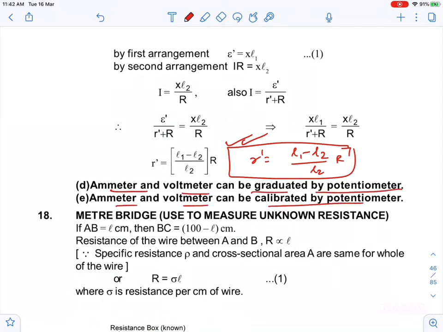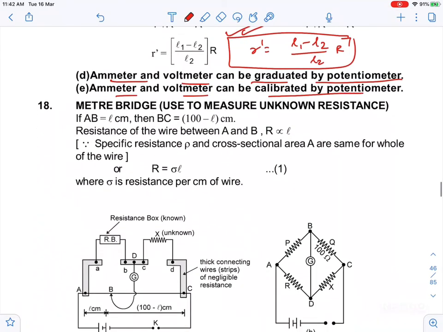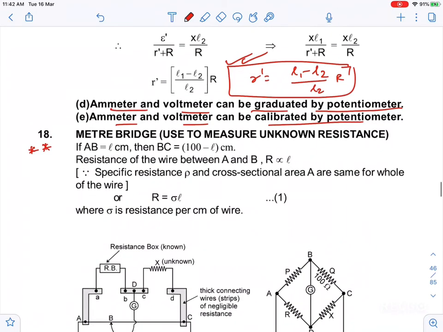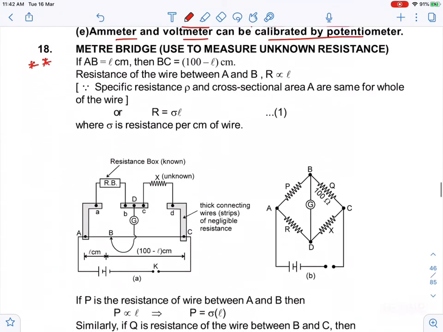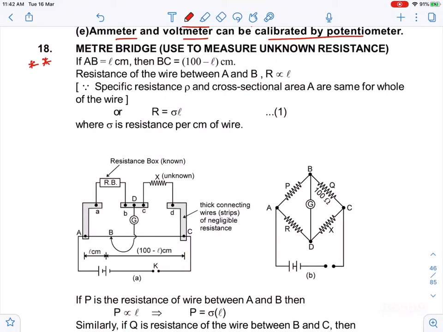Ammeter and voltmeter can be calibrated by a potentiometer. The meter bridge is again important. So in the potentiometer you have to remember two results only: E1 by E2, the comparison of EMFs, is equal to L1 by L2, and the internal resistance R dash is (L1 minus L2) upon L2 into R.